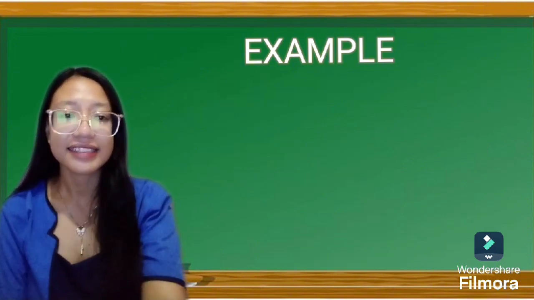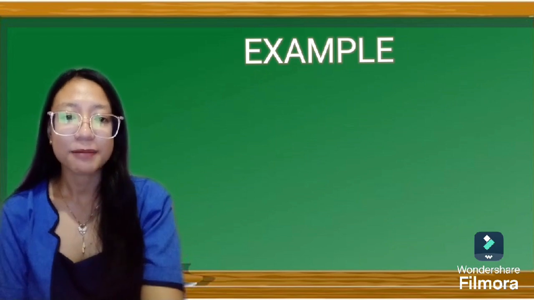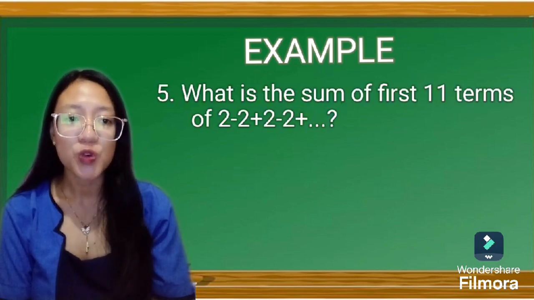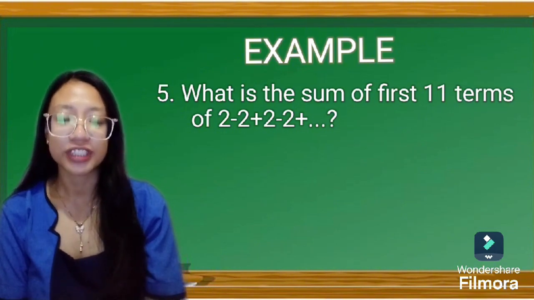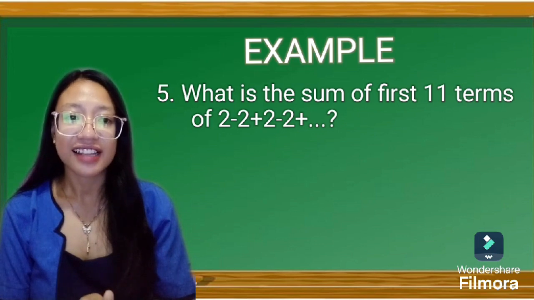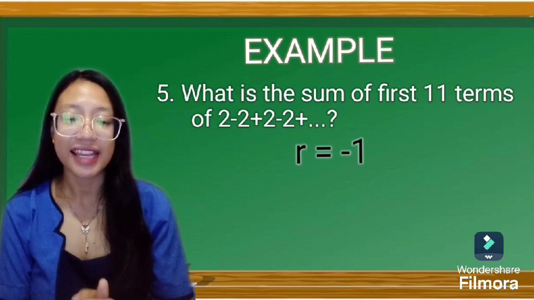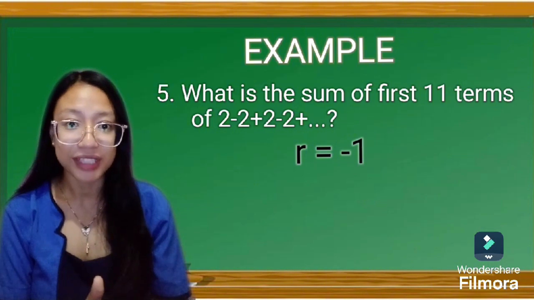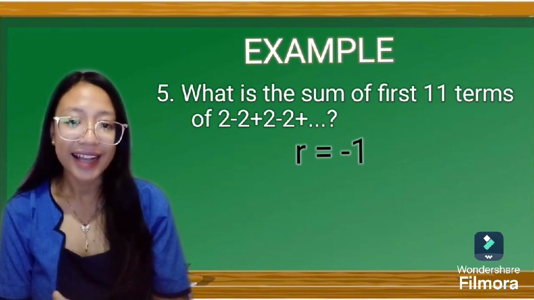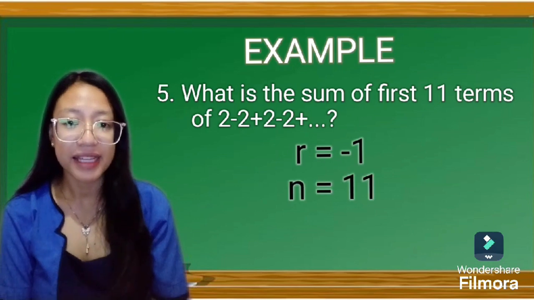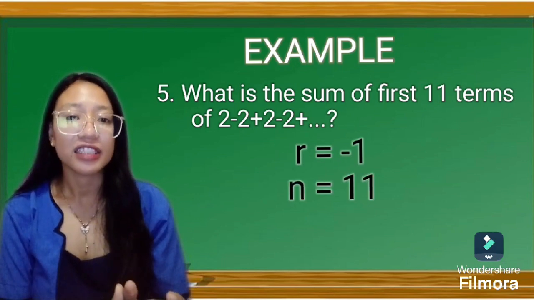Ganun lang. And then, next example is, what is the sum of the first 11 terms of 2 minus 2 plus 2 minus 2 plus 2 up to the nth term? So, dito, di ba ang common ratio natin ay negative 1 din? Since negative 2 divided by 2 is negative 1. And then, yung number of terms natin ay 11. So, 11 is an odd number.